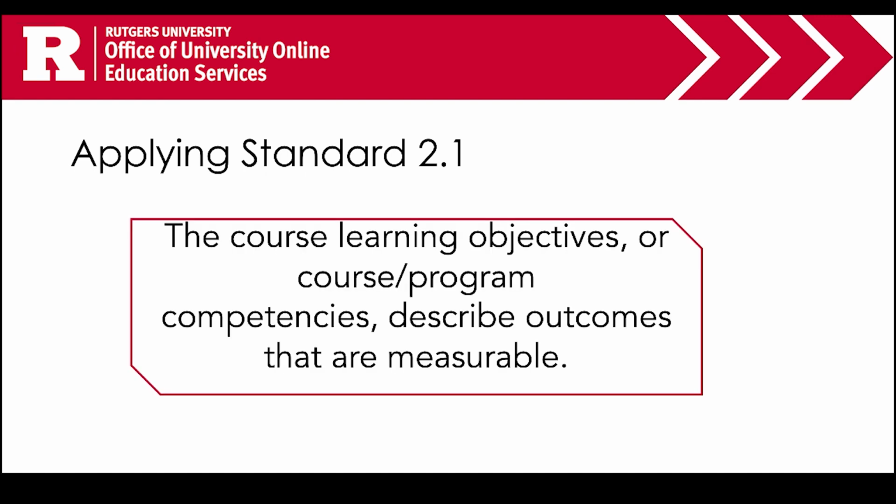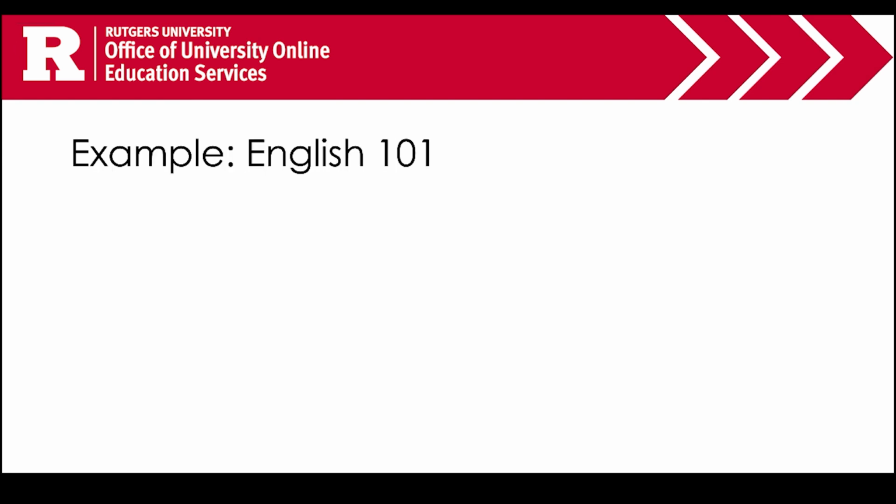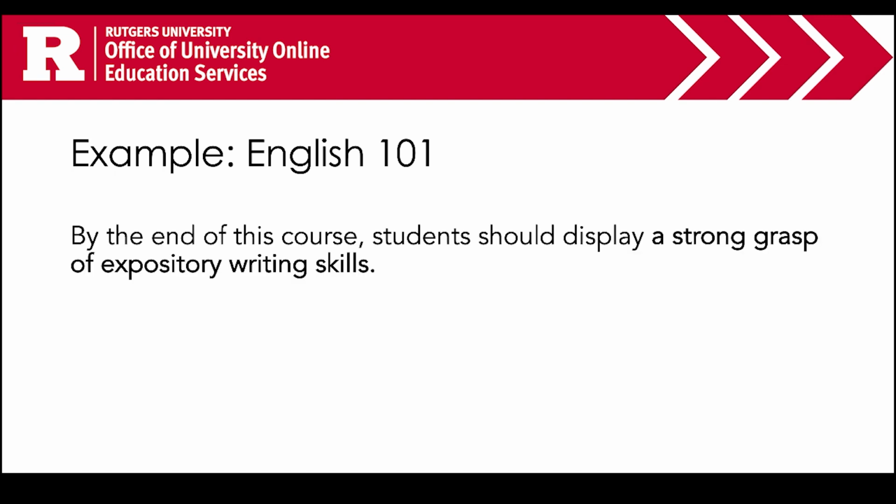This standard calls for course outcomes that are measurable. In other words, the skill or knowledge the course outcomes describe can be measured by some kind of assessment. Let's use an objective from English 101 as our example. Unfortunately, the goal listed here is not concrete. A strong grasp of writing skills is not easily measurable.